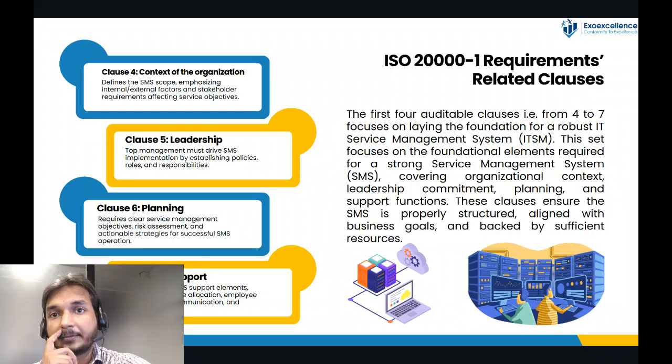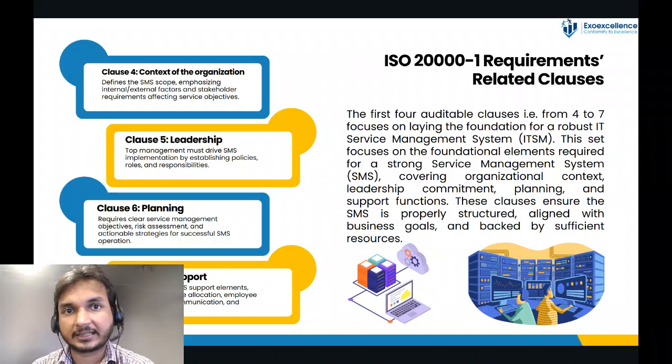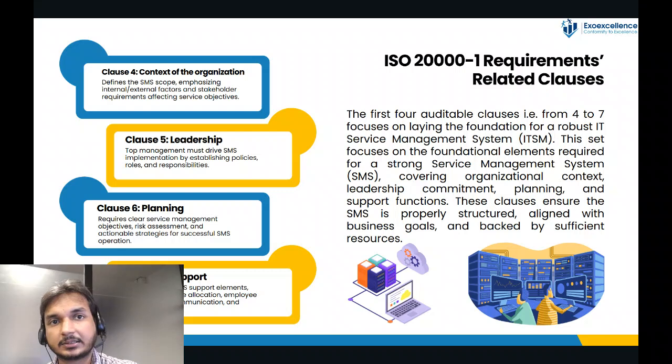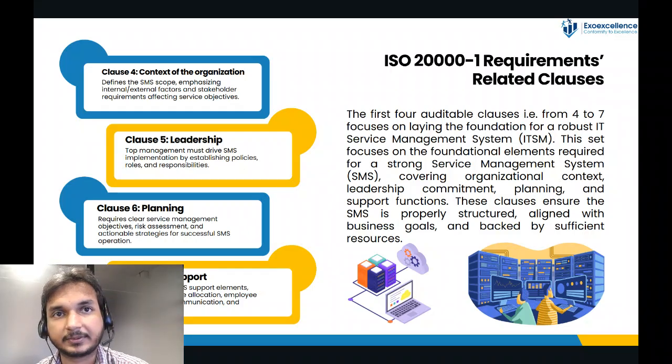They need to define the communication framework. They need to define the policy, the top level policy for the IT service management system. So all these important roles are for the leadership, and they need to give the resources for the ITSM. So they are a very important part of the management system.